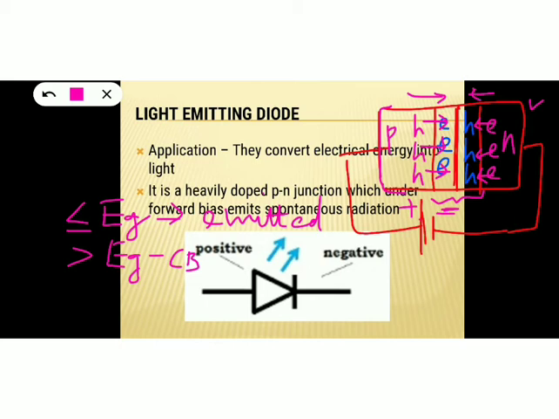And what are the VI characteristics? The VI characteristics are just like our p-n junction diode. Here you can see the forward biased mode, and here you can see the reverse biased mode, like that.